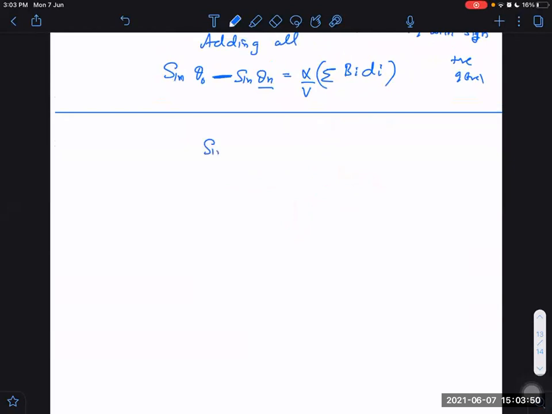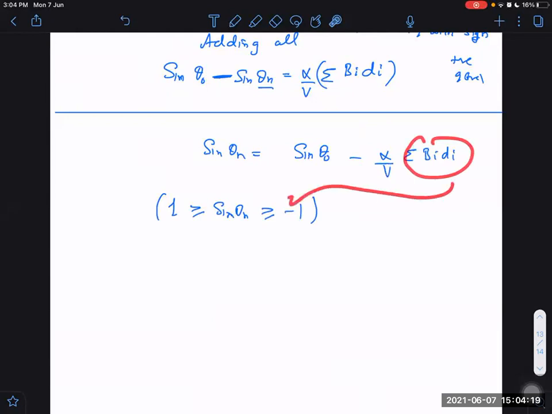So for the final result, you can write sin theta n is equal to sin theta naught minus alpha divided by v into sigma b_i d_i. But keep in mind that sin theta n has to be greater than or equal to -1 and less than or equal to +1. This condition must be satisfied. So what kind of sigma summation will we take here? We will keep on adding till we get this condition. Once we get this condition, we will stop adding after that. Then we have to return back. When this condition starts getting violated, before that only we have to return.